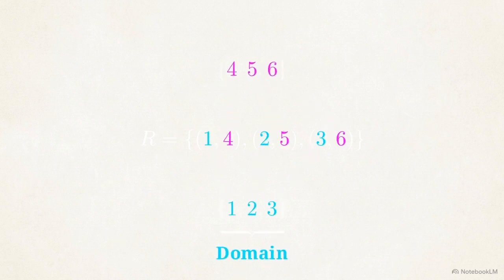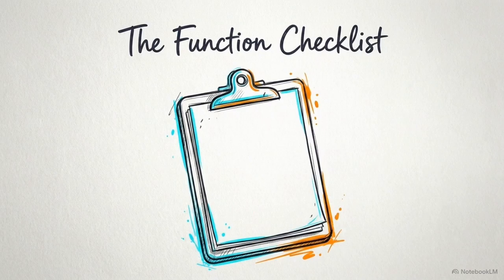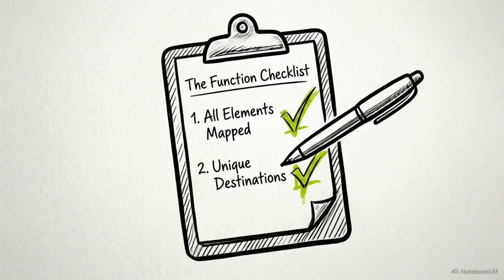To summarize, when you look at a set of ordered pairs, the first numbers, the X values, make up your domain. The second numbers, the Y values, make up your range. To verify if your relation is a function, just run through this checklist. Make sure every single input is used, and make sure no input has split arrows.